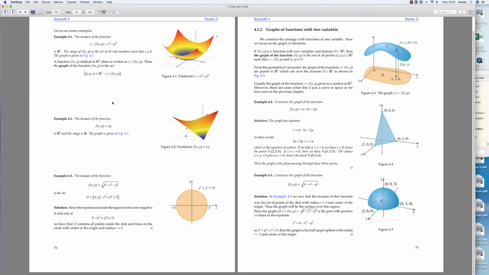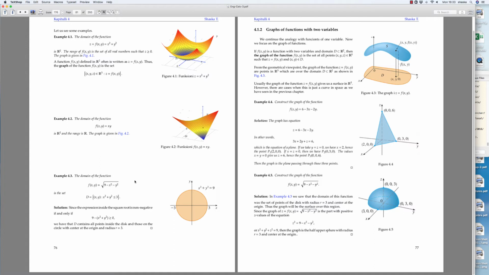Here is another function, f(x, y) = xy. Again, the domain is R squared, and you can show that the range is all of R. This will be something that we will see again. This is a surface that gives us an illustration of what we call a saddle point. So this is kind of a special surface.